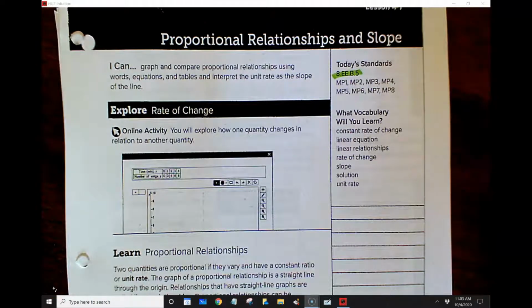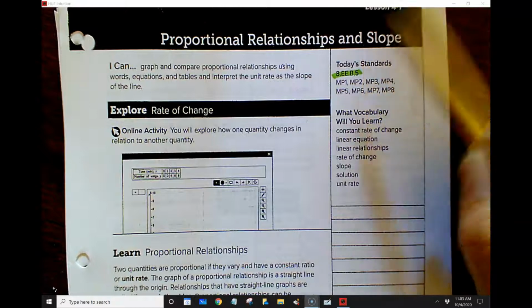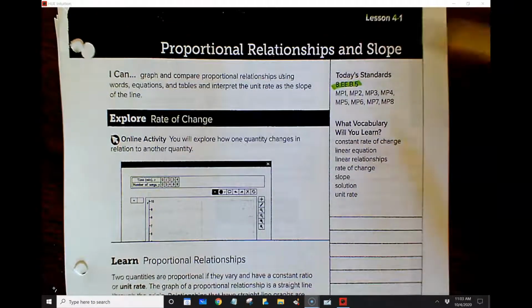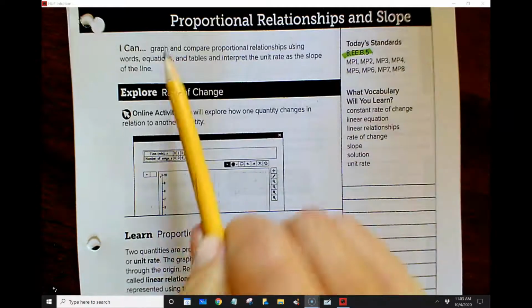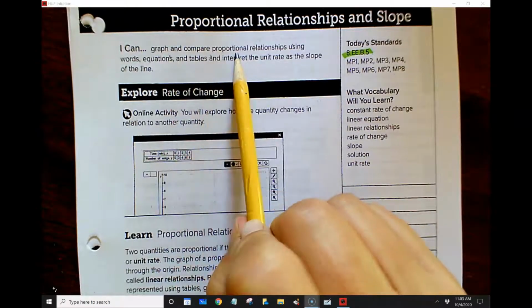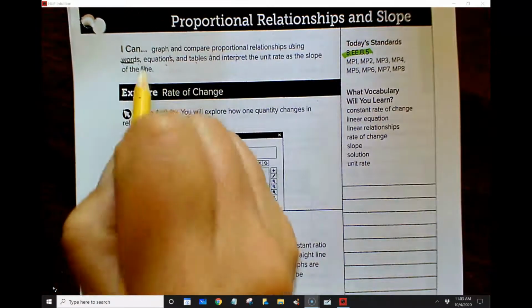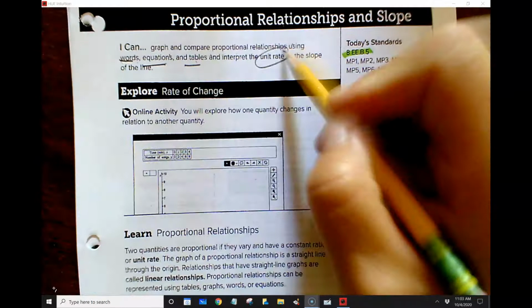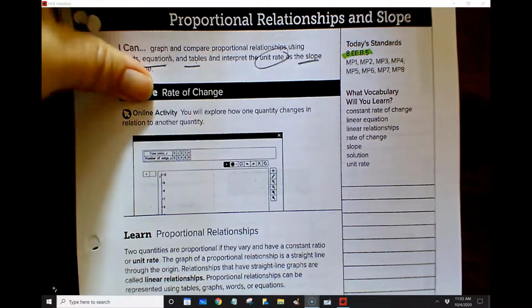Alrighty, today we're going to learn about proportional relationships and slope. This is super important, everything you're going to do in math. There's the standard, this is the lesson. You're going to graph and compare proportional relationships using words, equations, and tables, and interpret the unit rate as the slope of the line. So we're talking about slope of the line.